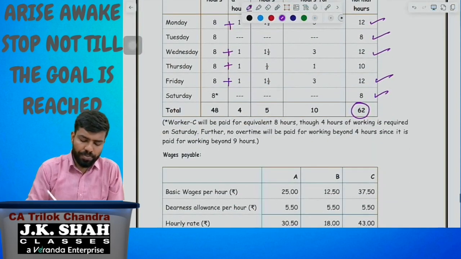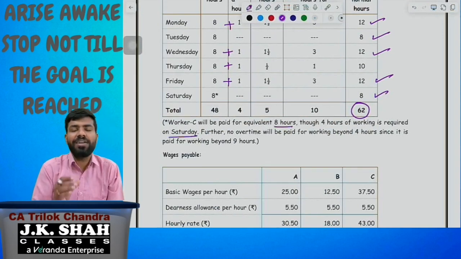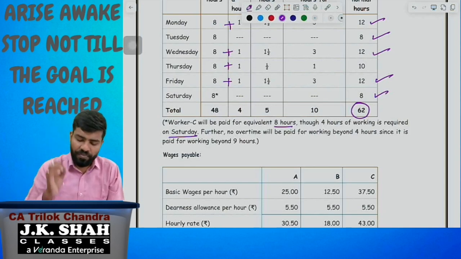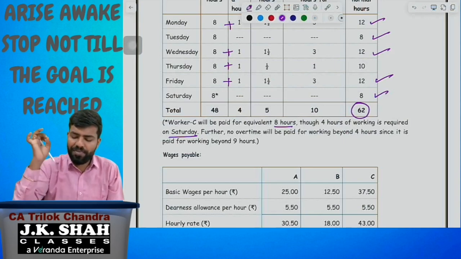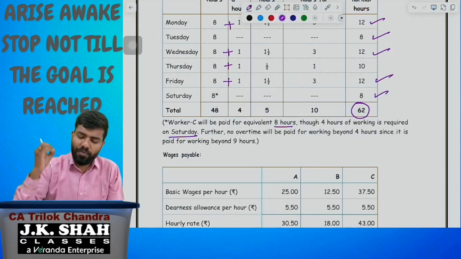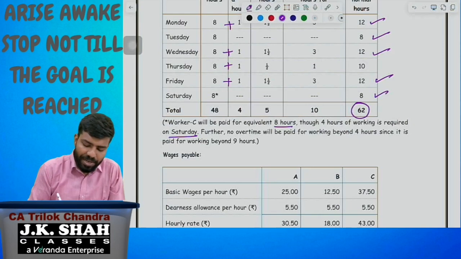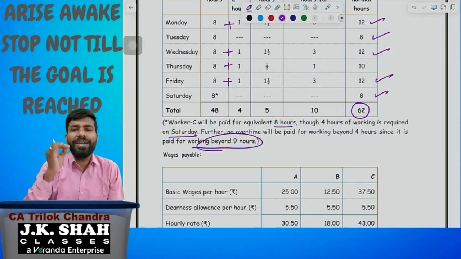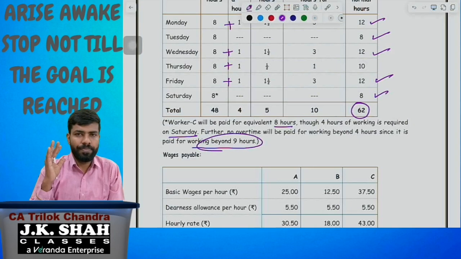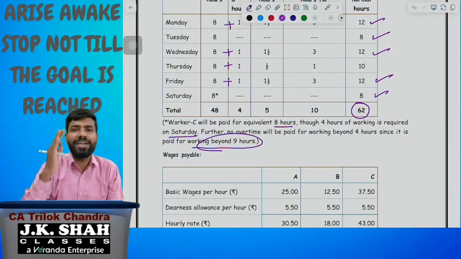Now here they given note. Worker C will be paid for equivalent 8 hours, though 4 hours of working is required on Saturday. On Saturday, though he is working for 4 hours, we are making payment for the 8 hours. And they given further, no overtime will be paid for working beyond 4 hours, since overtime is paid for working beyond 9 hours. Overtime will be considered when the worker is working beyond 9 hours. Just because of working 4 hours, we are not going to take it as overtime. I hope everyone is clear on this.